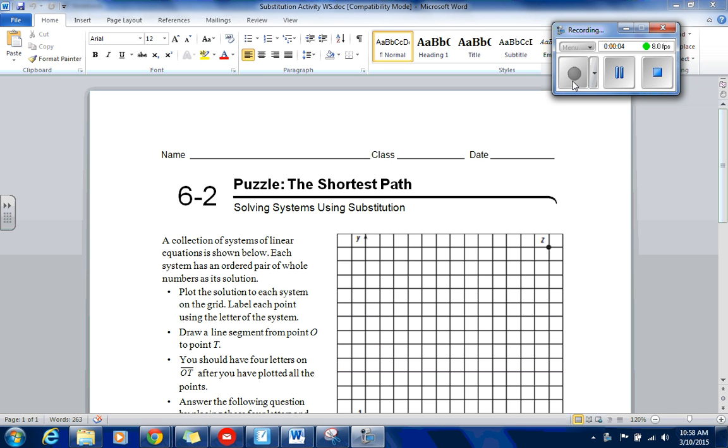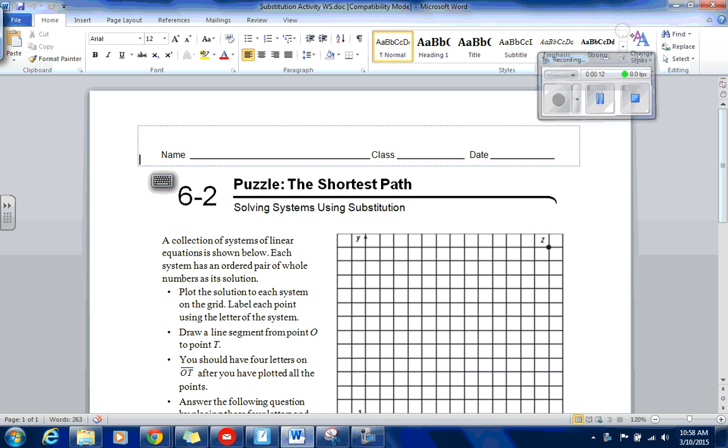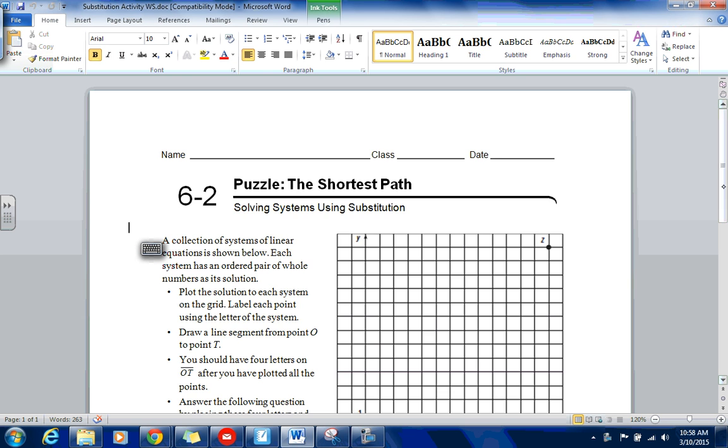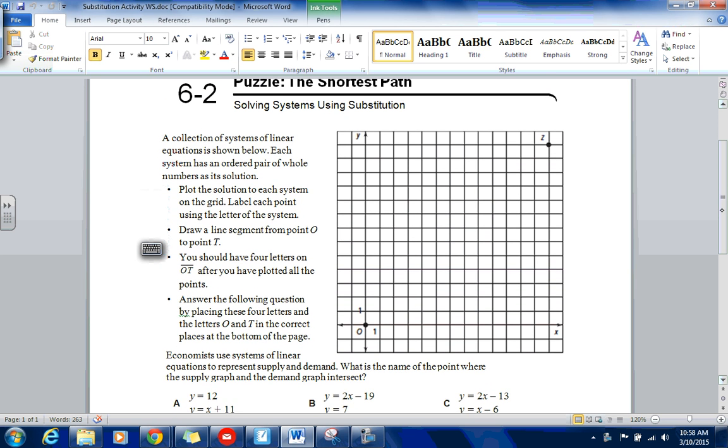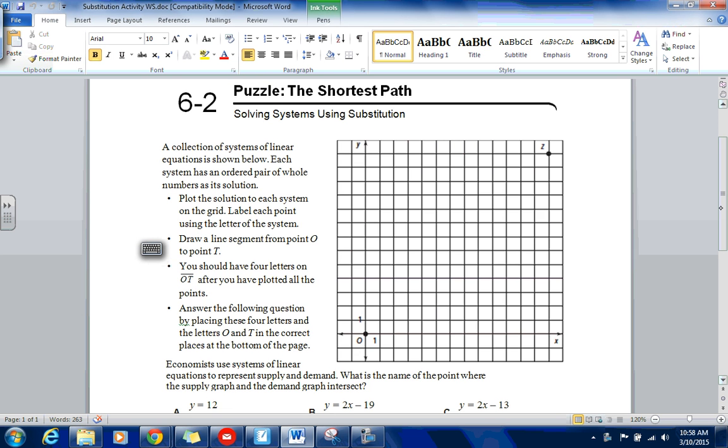Hello there. What we've got here is an answer key video for the in-class activity that we were working on, this thing called the shortest path puzzle. It says 6-2 on the top, but this is all about the substitution method for solving systems of linear equations. Okay, so you should have the sheet.